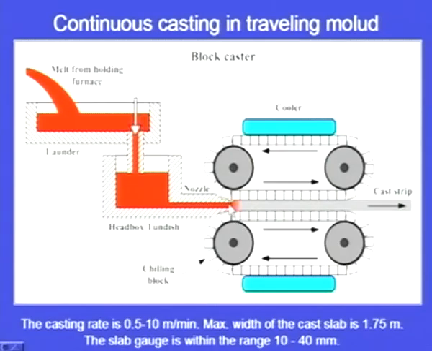These two rotate like a caterpillar. So the molten metal is trapped between these two belts, and slowly they will be advancing. As they advance, it will be cooled. By the time it comes out, it will be solidified. We can see cast strip is coming out, and the casting rate is 0.5 to 10 meters per minute. Maximum width of the cast slab is 1.75 meters. The slab gauge is within the range of 10 to 40 mm. So this is about the continuous casting in travelling mold.